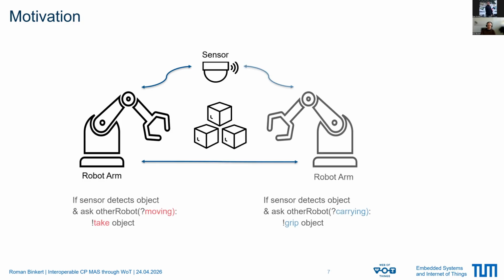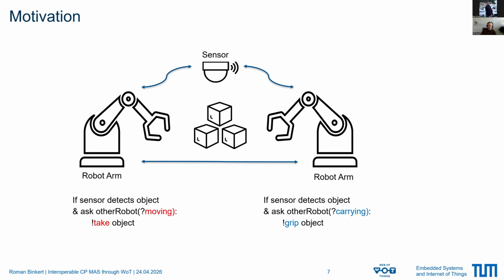And you might have noticed already that this robot arm on the left side is using the word moving, and the other one is using the word carrying. And then again, robot arm A is using take, and the other one is using grip. So they use the same or similar words for describing the same manipulation, but it's not the same word. So just by programming, these agents themselves wouldn't be able to understand what the other robot is doing. And this is basically what we wanted to help solve with this approach.